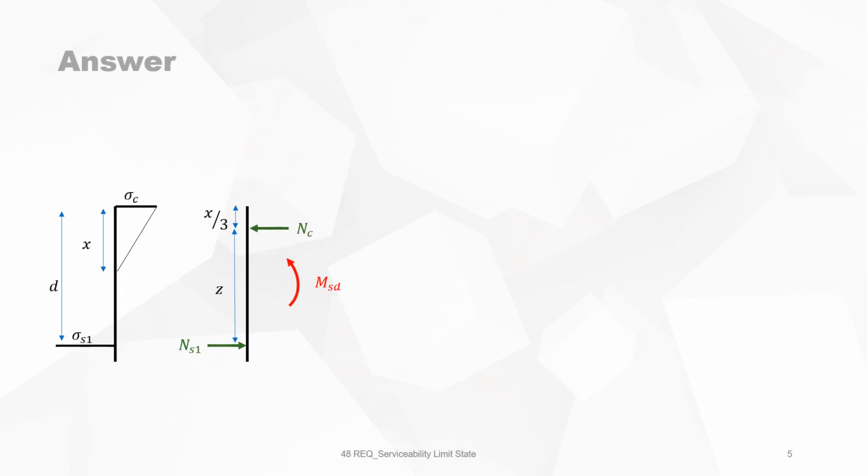We first look at translation equilibrium of the forces. It means that the force in the concrete must be equal to the force in the reinforcement. The total compressive force in the concrete is of course equal to sigma c times x divided by 2 times the width of the section. And sigma c is equal to epsilon c times EC.